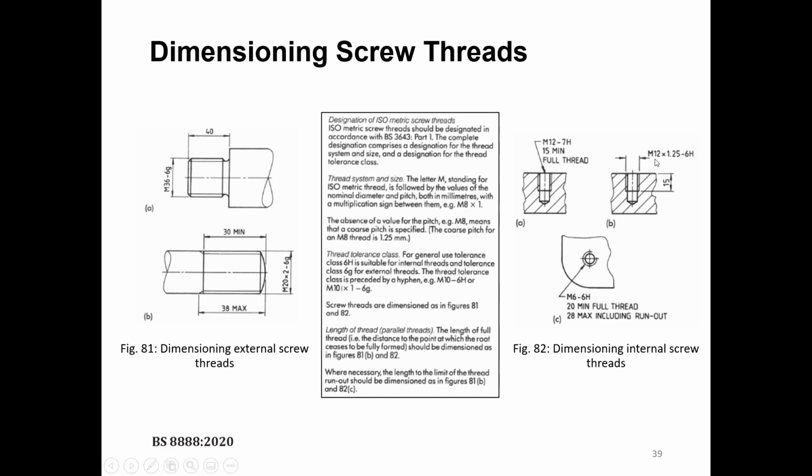Here, this one is defined as M12 times 1.25. So the pitch is defined here. The pitch is not defined here, meaning that it's a coarse pitch, and we should find out the pitch for this one based on tables. The depth here, see, because before we create the thread, we use a drilling tip first to make a hole.